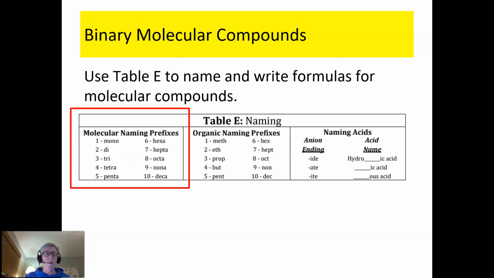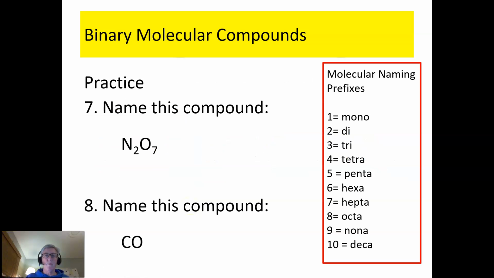All right, here's table E, and here's these prefixes. When you're looking at the back of your periodic table, make sure you're looking at this molecular naming prefix box and not the organic naming prefixes. There's a little bit of overlap on a few of these things, but this is a whole different category of compounds. So we're going to use this molecular naming prefix box. All right, so let's practice.